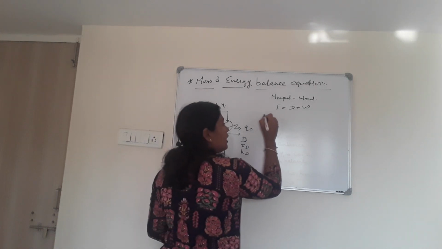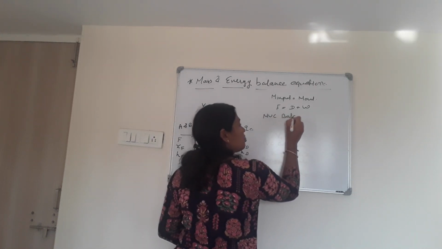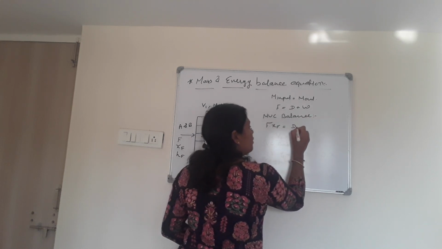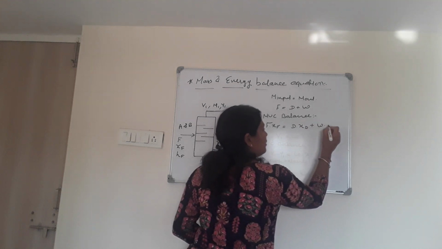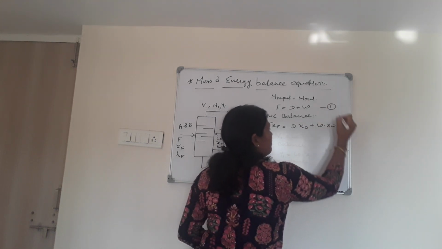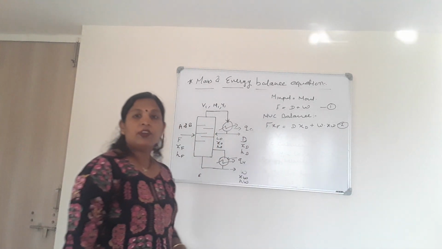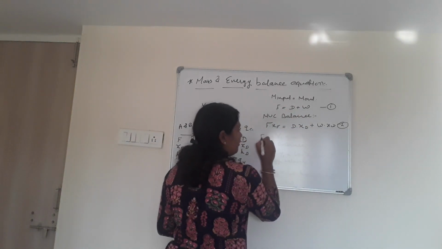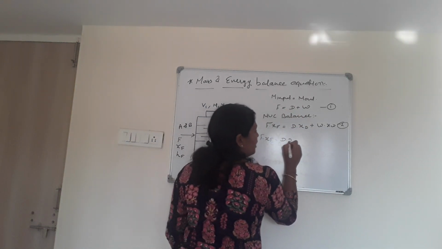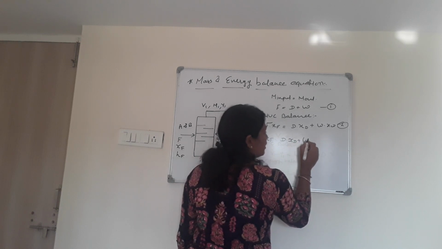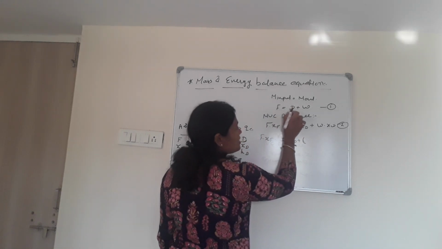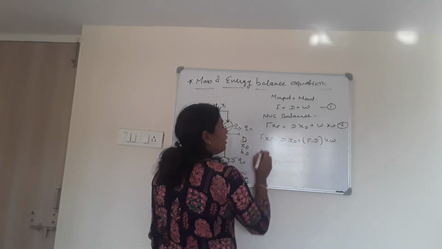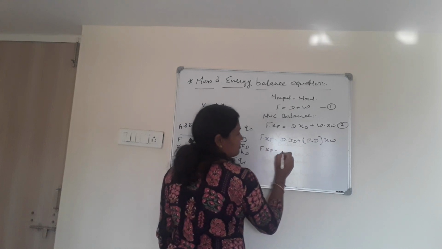Now if we see the MVC balance, it becomes F into XF is equal to D into XD plus W into XW. This will be equation number 1 and this will be 2. Now if in equation 2 we put the value of W, what does it become? F into XF is equal to D into XD plus, instead of W, what we have to write? F minus D. So XW will be there. Now if we simplify this equation, it becomes like this.